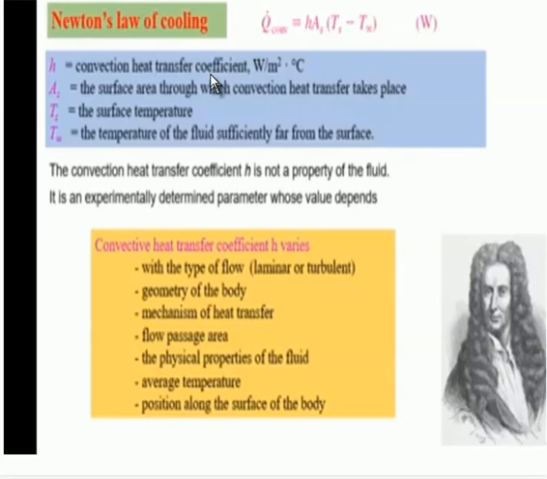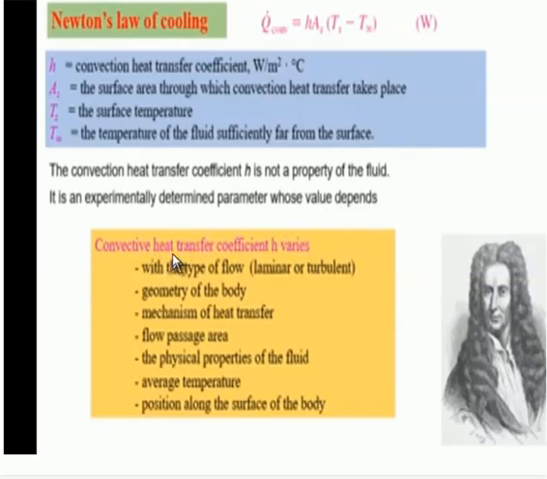In Ka dT by dx, K is the coefficient of thermal conductivity. Here it is the convection heat transfer coefficient, which is not a property of the fluid, but the thermal conductivity is a property of the fluid. Convection heat transfer coefficient H is not a property of the fluid. So this value is experimentally determined.